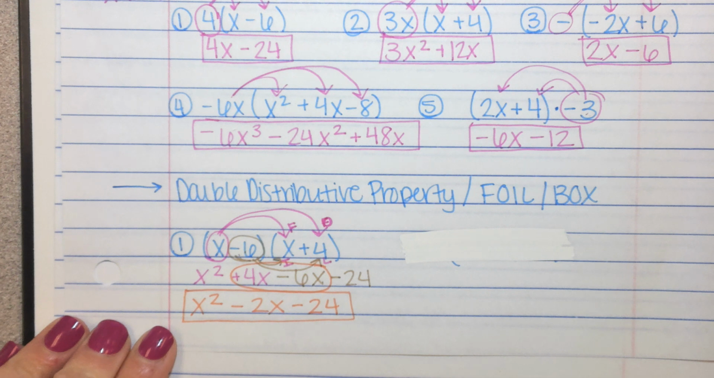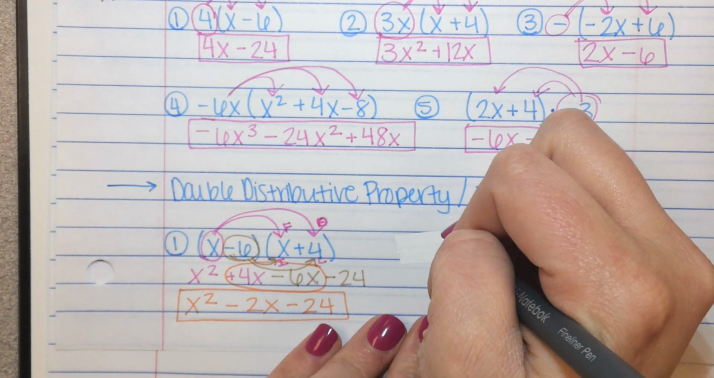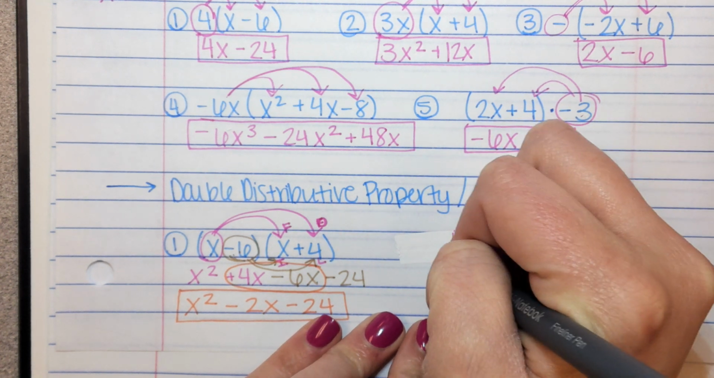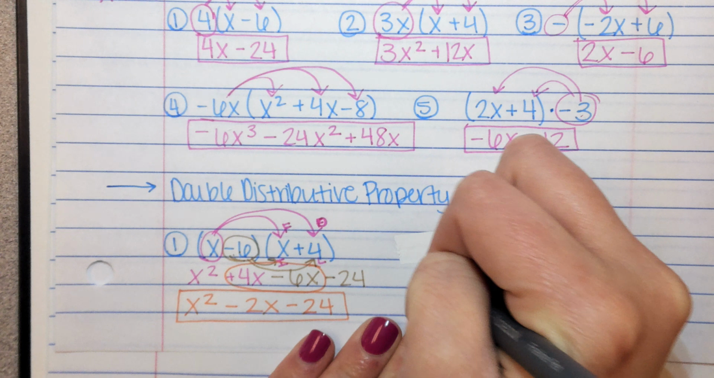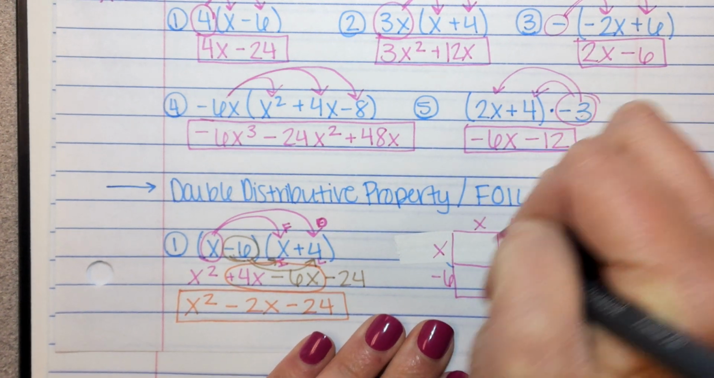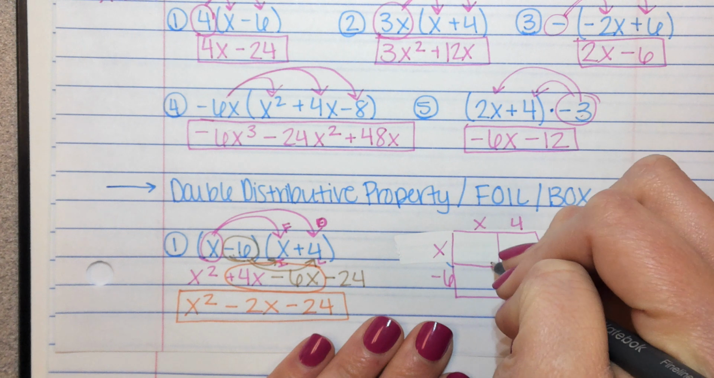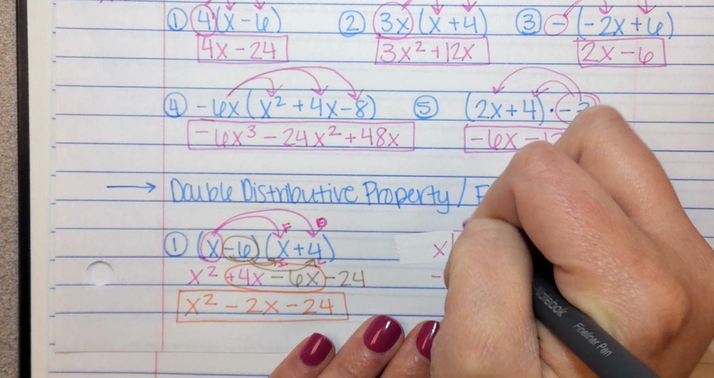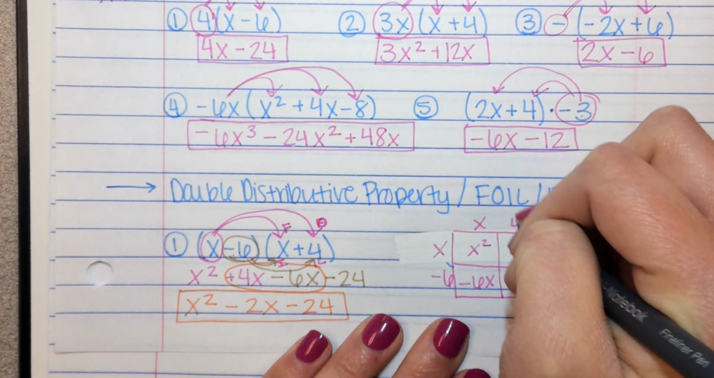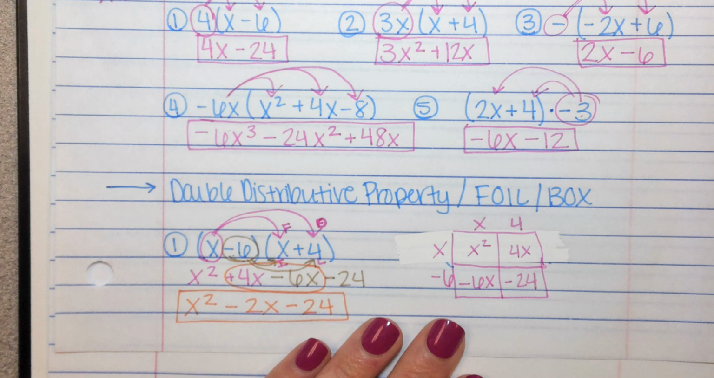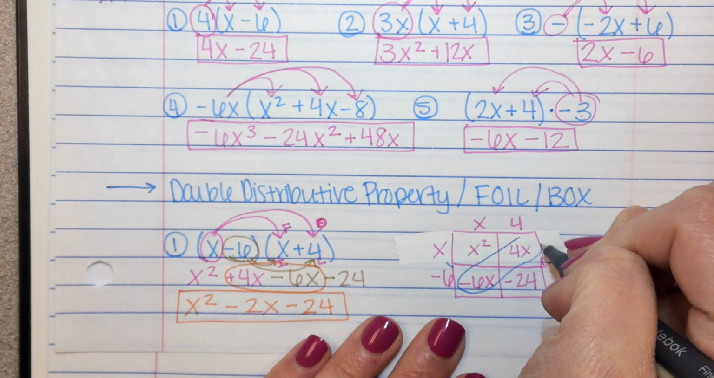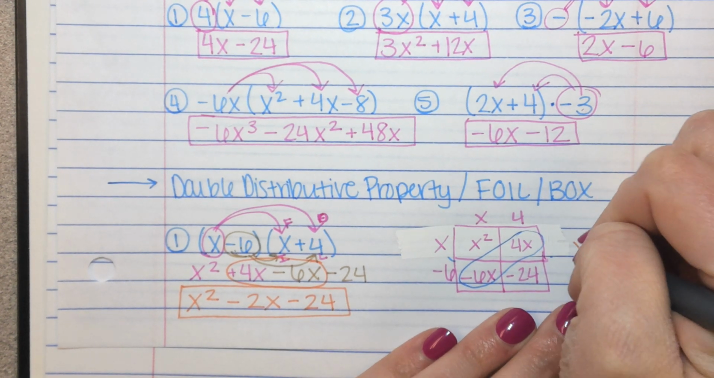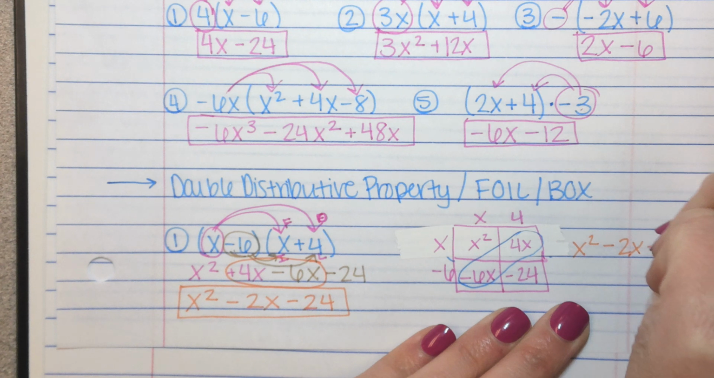If you have trouble with that, you can use a box. So you just make a box, and it's like a window. And you put a binomial on one side and one on the top, and that helps you figure out what to multiply. So x times x is x squared, x times 4 is 4x, negative 6 times x is negative 6x, negative 6 times 4 is negative 24. Then you look for like terms. So here, these are alike. And so you do the same thing and get the same answer. So you have x squared minus 2x minus 24.